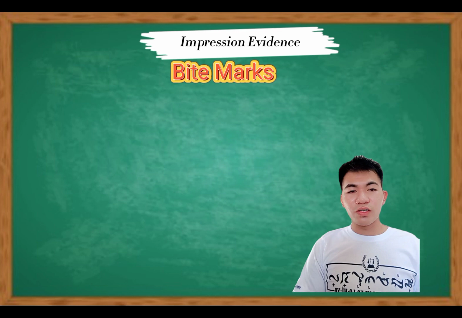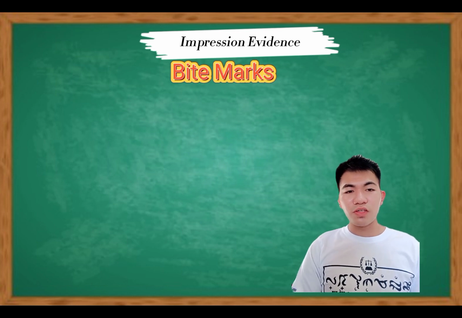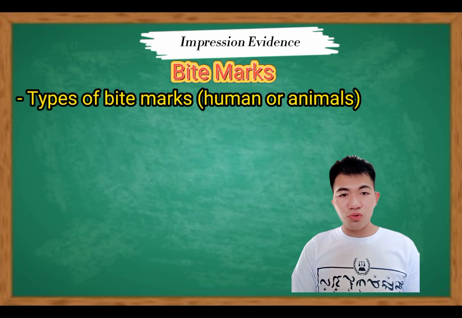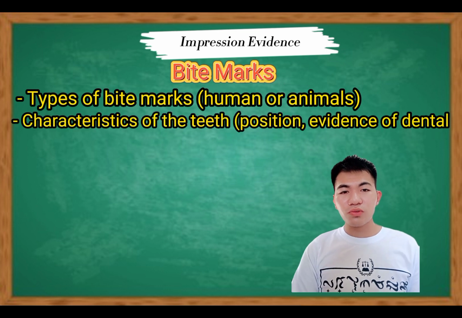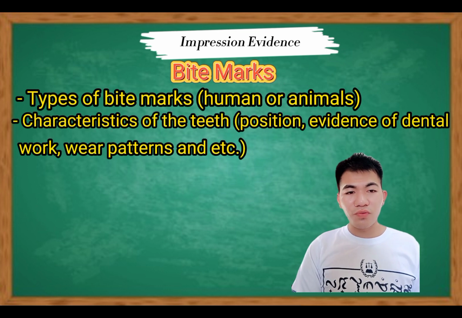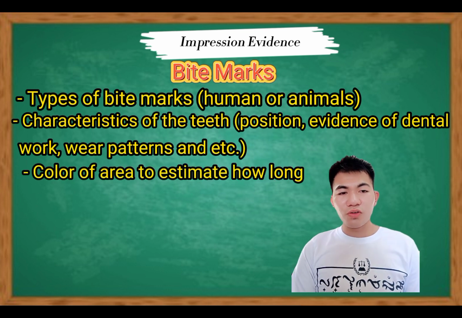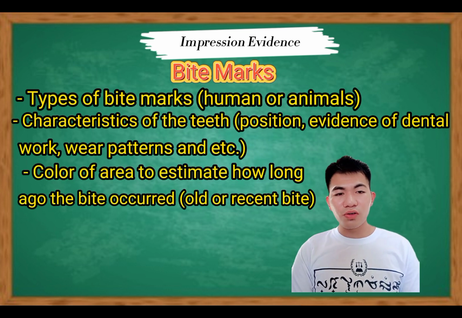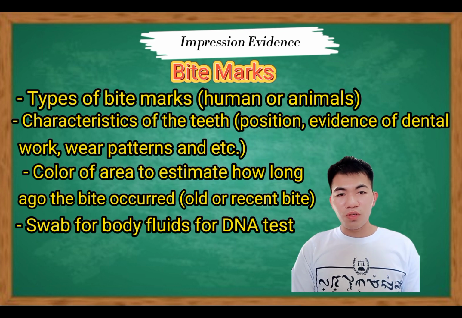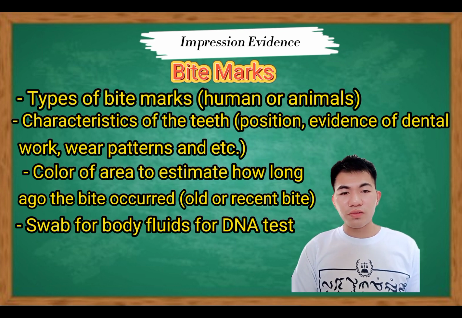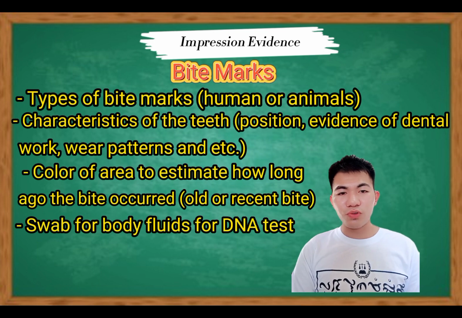The investigator analyzes the features: the type of the bite mark, whether it belongs to a human or an animal, the characteristics of the teeth, position, evidence of dental work, wear patterns, and so on. The color of the area can be used to estimate how long ago the bite occurred. It may be an old or a recent bite. The last is the swab for body fluids for DNA testing.